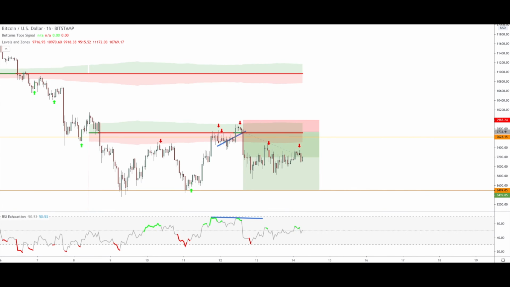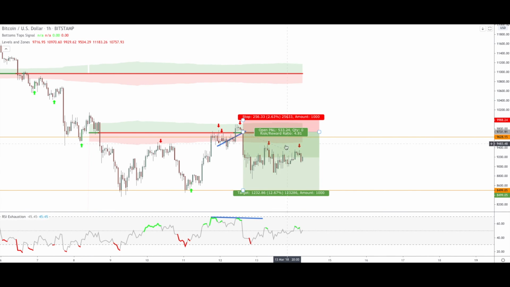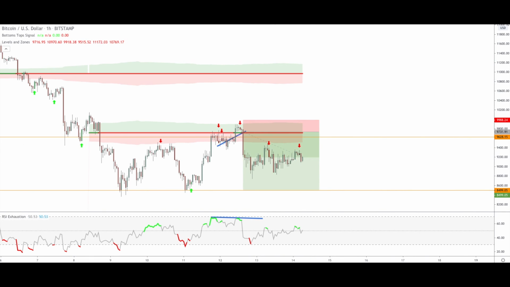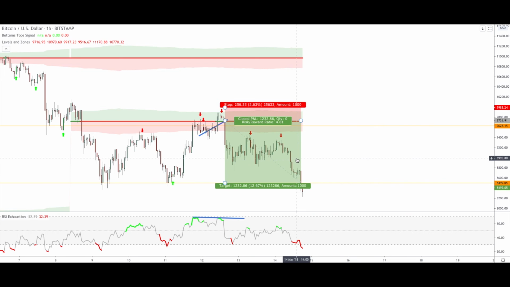In this case, we are something in between because it's taking a bit too long, particularly because we have this kind of sideways movement, but I'm confident that we can definitely reach our target. And we got the target. So the trade took a bit longer, a few candles more.